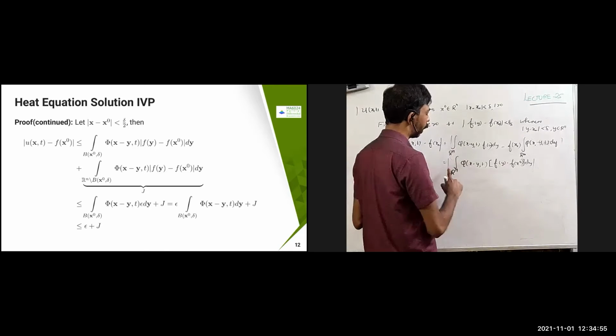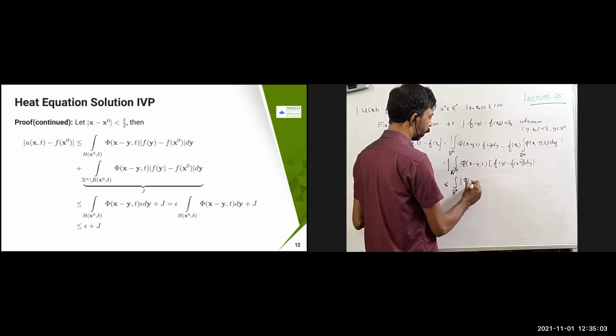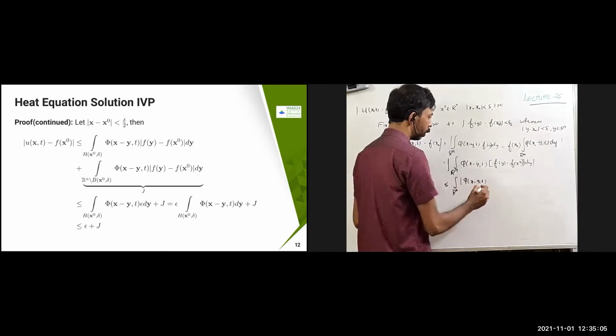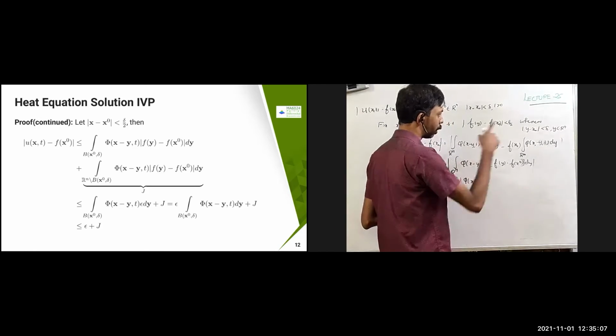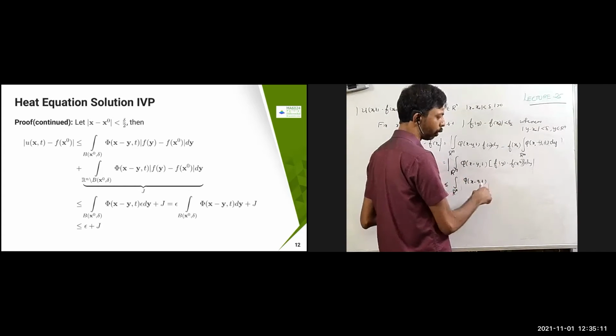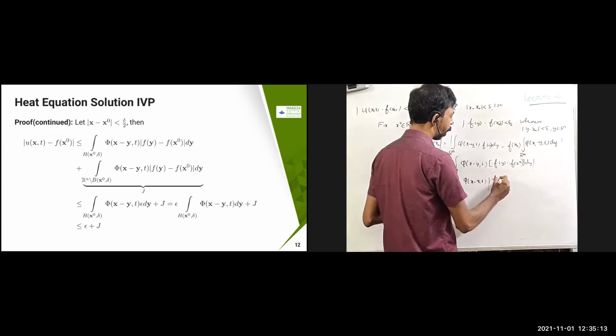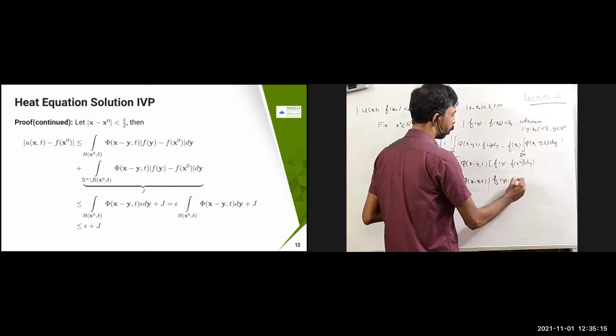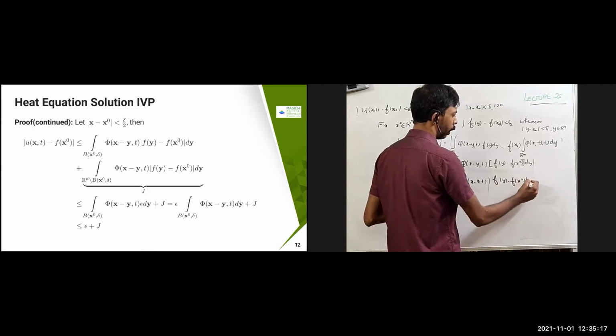I'm just going to bring the modulus inside. So this is going to become the integral over R power n of modulus of pi of x minus y comma t. But this is a positive one, because e power minus is going to be there. Therefore, I don't need to worry about positive or negative. It is going to be positive always. So the modulus is only for f of y minus f of x naught into dy.